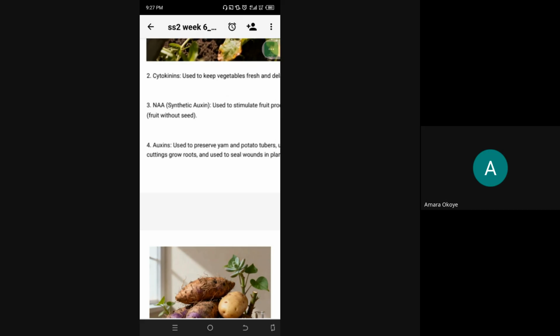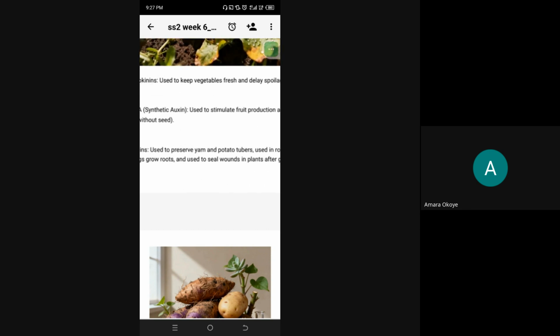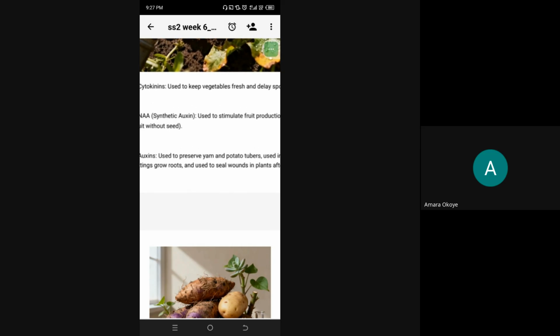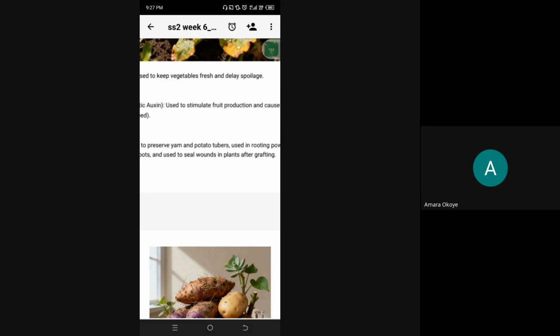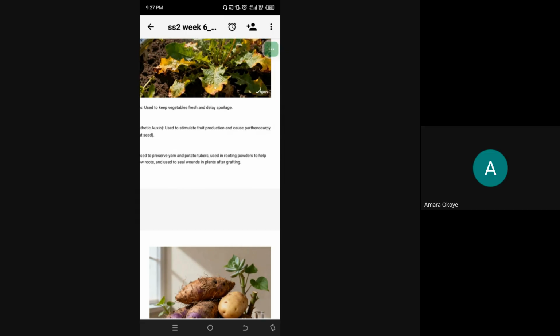Number 4, auxins. Auxins is used to prepare yam and potato tubers, used in rooting powders to help cuttings grow roots, and used to seal wounds in plants after grafting. So those are the functions of auxins. You understand?